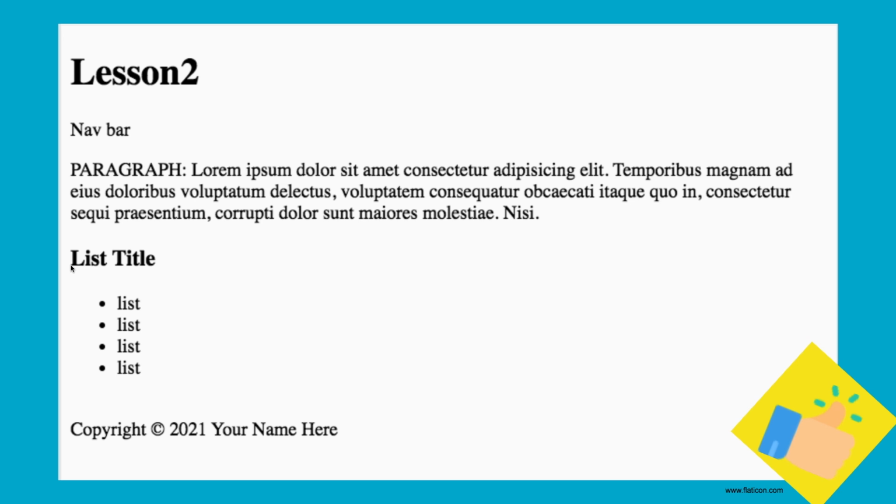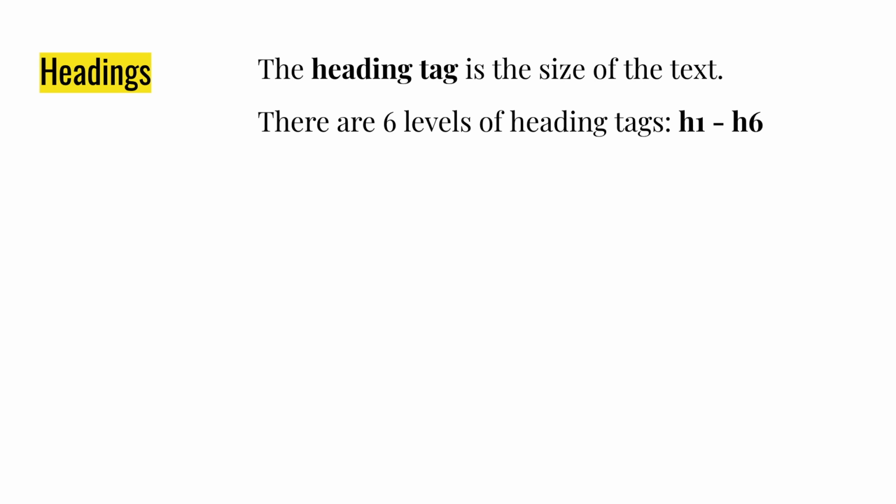We're going to have an ordered list tag. We're going to have list item tags. And lastly, we're going to have our footer tag. Okay? And we're going to go through how to code these tags up.